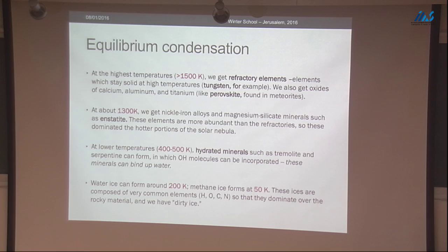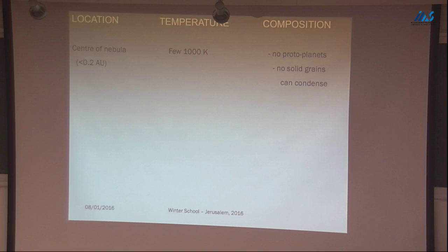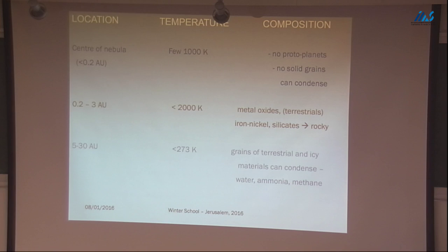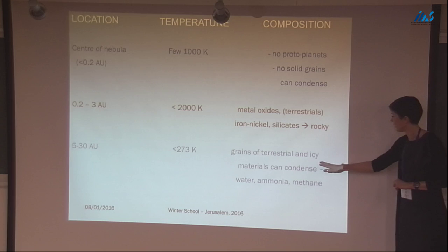So we basically have a situation where very close to the star, where the temperature is a few thousand Kelvin, no solid grain can really condense between 0.2 and 3 astronomical units. Here I imagine a star similar to the Sun for the astronomical units. Less than 2,000 Kelvin is where we can start to form metals. And then between 5 and 30 astronomical units, that's where we can start to form ices, and in particular water, ammonia, or methane ices.